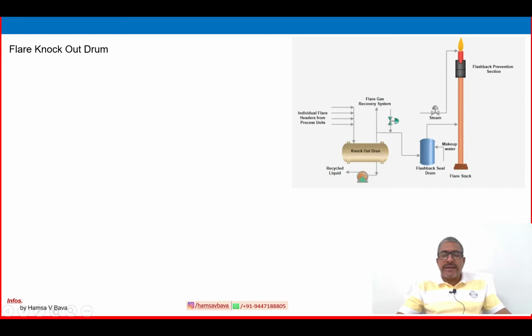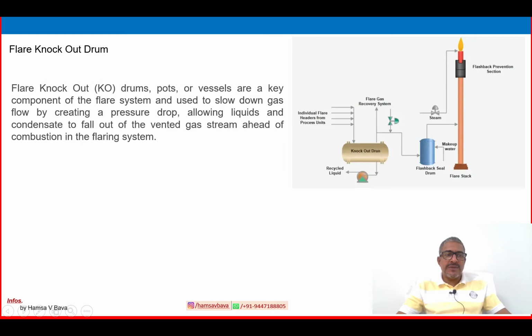One of the important items is the flare knockout drum. See, the flare knockout drum, or we can call it a pot or vessel, is a key component of the flare system, used to slow down gas flow by creating a pressure drop, allowing liquid and condensate to fall out from the vented gas stream ahead of combustion in the flare system. So the entry is here, whatever the released gas or other systems are coming, entering to the knockout drum prior to going to the flare system.